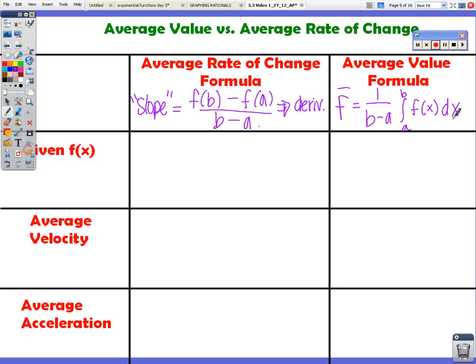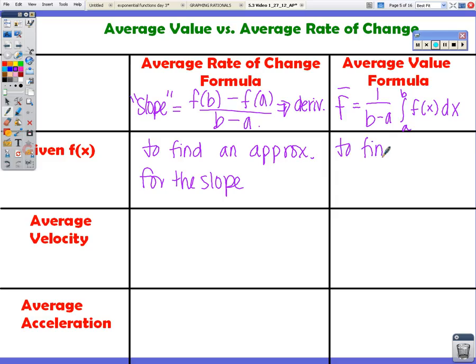So looking at given f of x, when you use the average rate of change formula, it's to find an approximation for the slope. Average value formula, given f of x, will find a y value on f of x. So that's a difference. One finds a slope, the other one finds an actual value on the function itself.